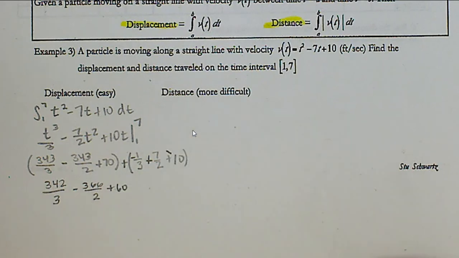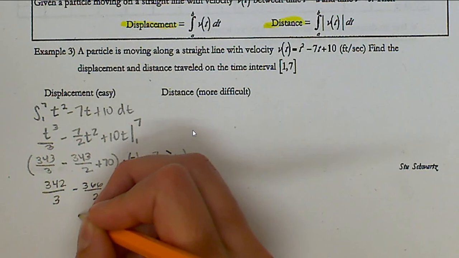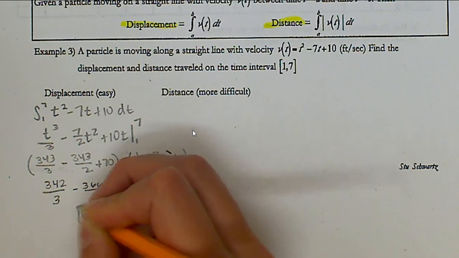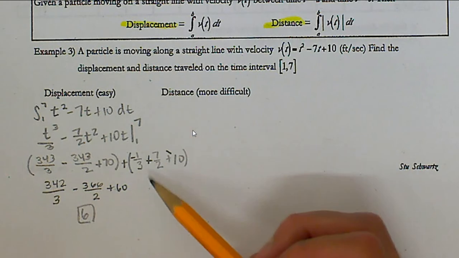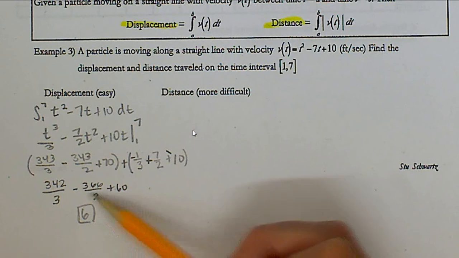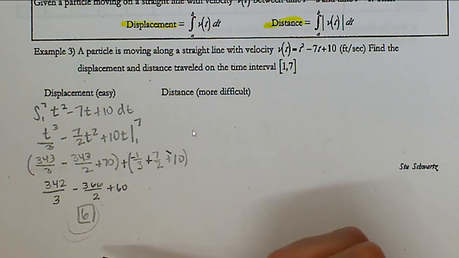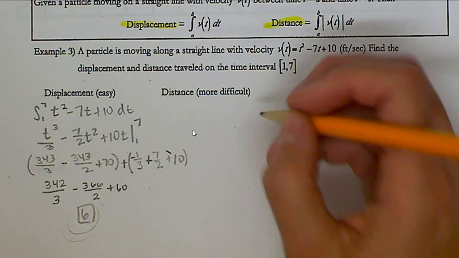Okay. In sum, this ends up being 6. The displacement was 6. So we don't really know what was happening with this function. It was probably moving left and right and left and right. And then in the end, it ends up moving a total of 6 spaces. Okay, that's displacement. Distance is a little bit more challenging.